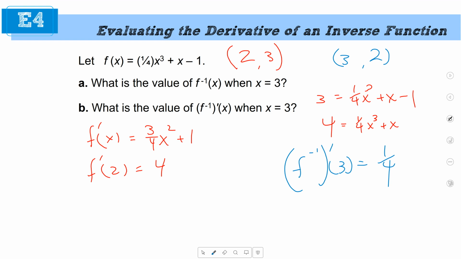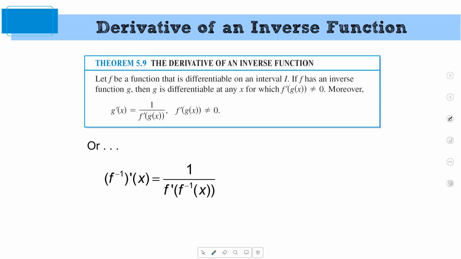Then I worked with the original function. I took the derivative, I plugged in 2. That means I found the slope of the tangent line to the original function at 2. Its corresponding point is 3, so that allowed me to find the derivative of f inverse at 3 by just flipping it over. But again, if you want to use that, go ahead.